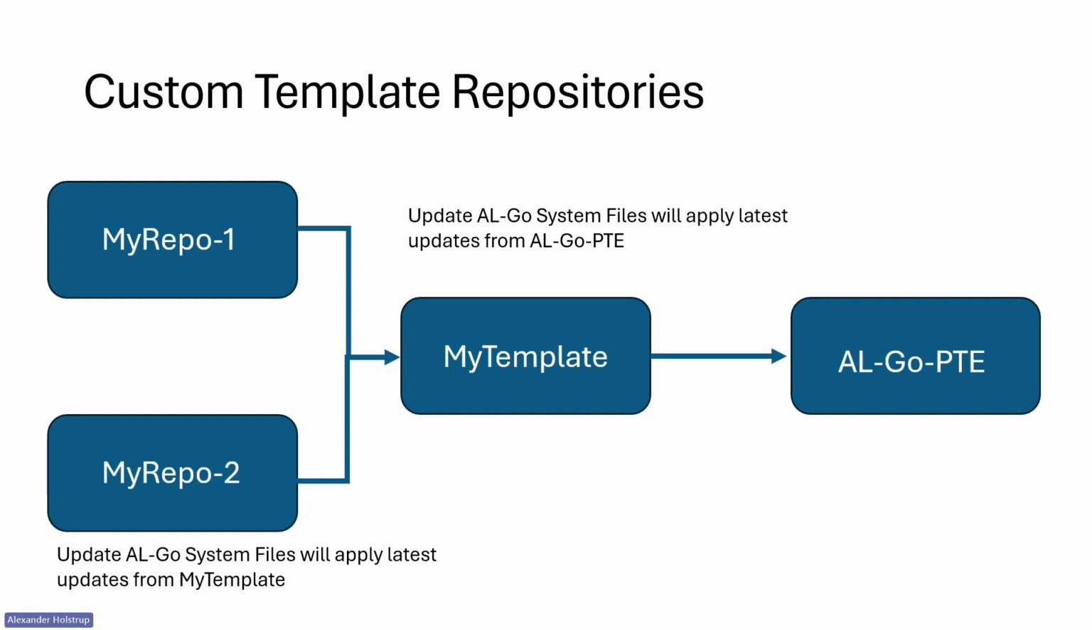your my template repo. Like I said, this could give you a central place to distribute things. If you have your own workflow that you made or a script or something, you can put that in my template, and then when you run update ALGO system files, they'll be propagated to my repo1 and my repo2.